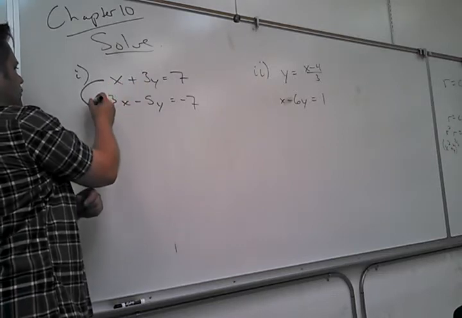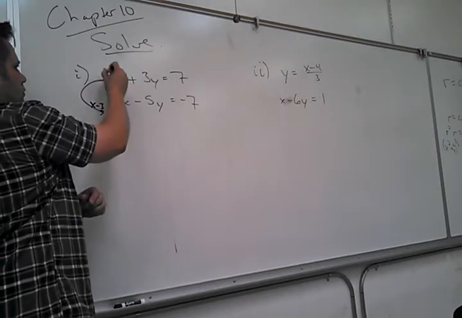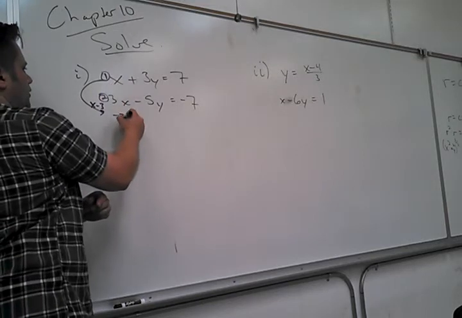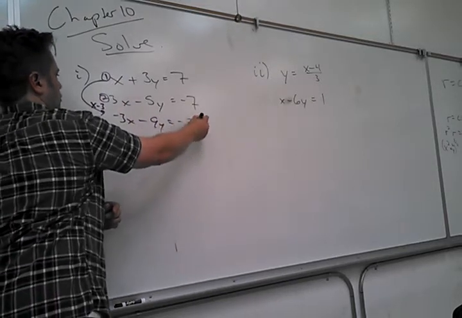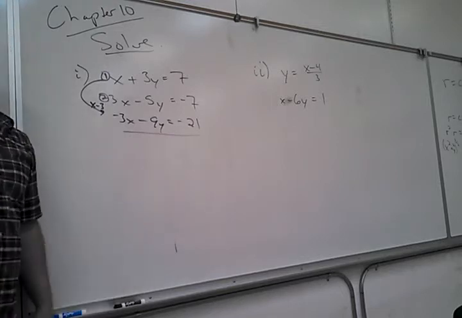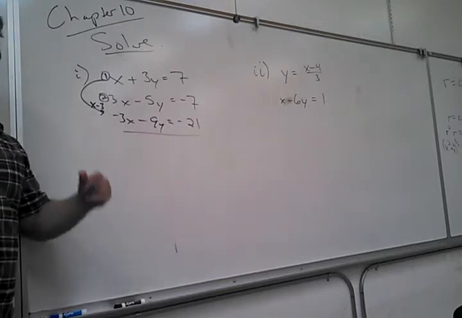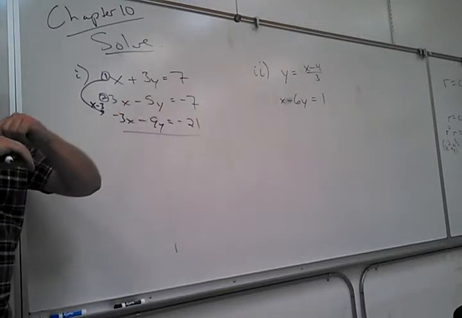So multiply this first one by -3. I'll get -3x minus 9y equals -21. And now those x's will cancel. So the elimination method is a very direct way of getting rid of variables.